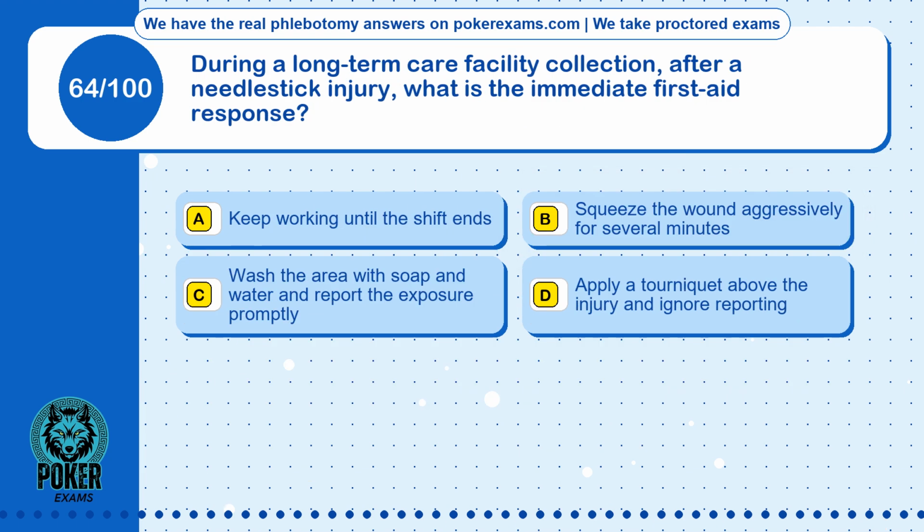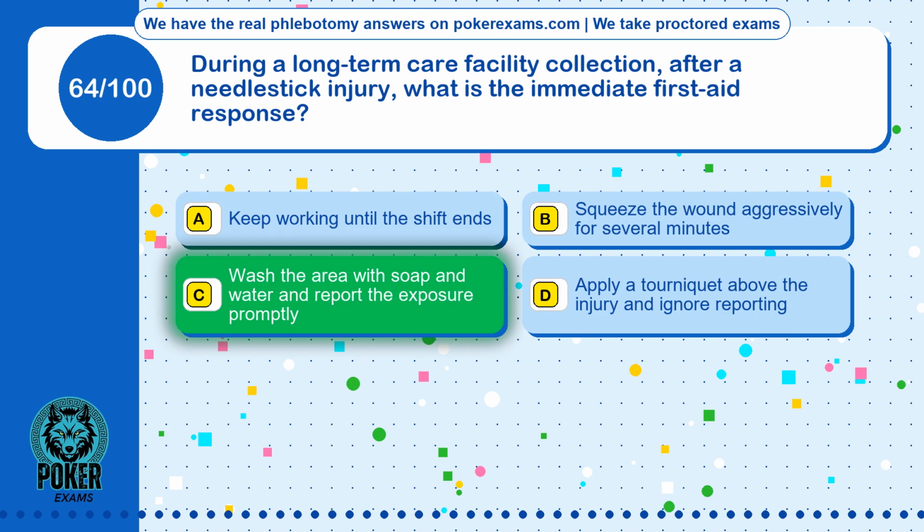Question 64. During a long-term care facility collection, after a needle stick injury, what is the immediate first aid response? Option A, keep working until the shift ends. Option B, squeeze the wound aggressively for several minutes. Option C, wash the area with soap and water and report the exposure promptly. Option D, apply a tourniquet above the injury and ignore reporting.